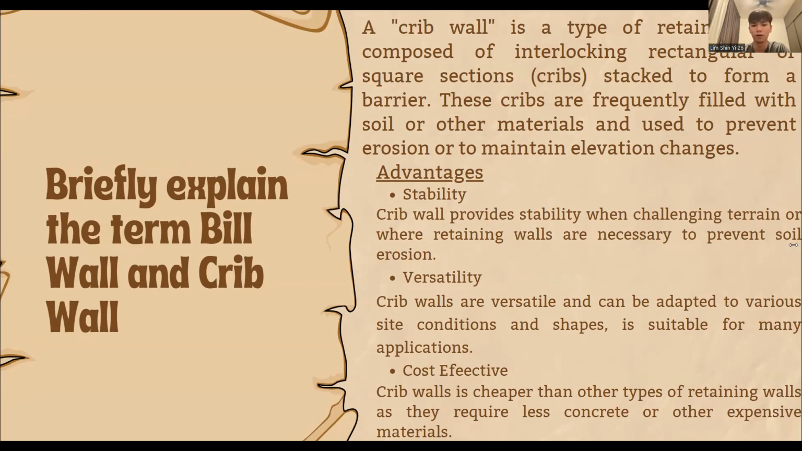The crib wall provides stability on challenging terrain or where retaining walls are necessary to prevent soil erosion. And the second advantage is versatility. The crib walls are versatile and can be adapted to various site conditions and shapes. It's suitable for many applications. And the last advantage is cost-effectiveness. The crib wall is cheaper than other types of retaining walls as it requires less concrete or other expensive materials.